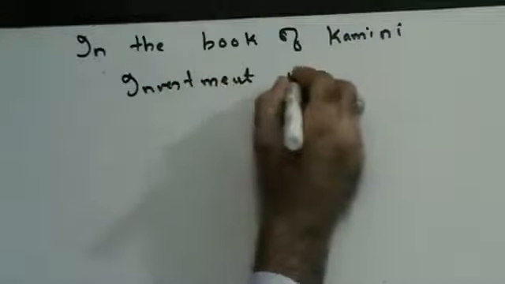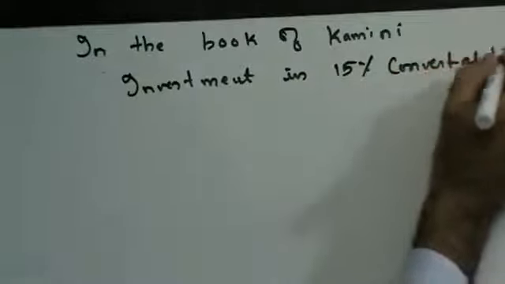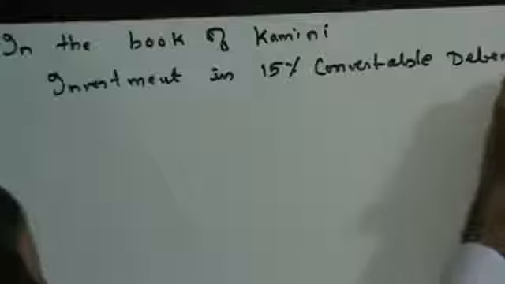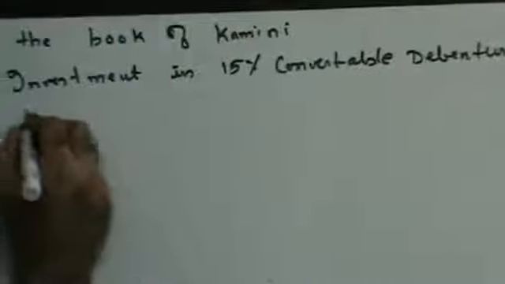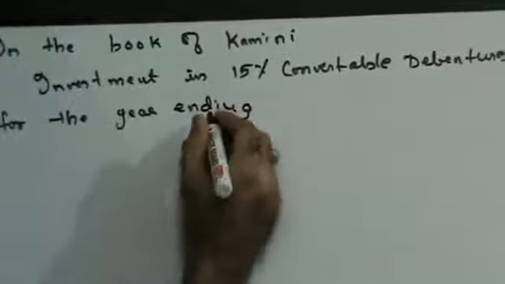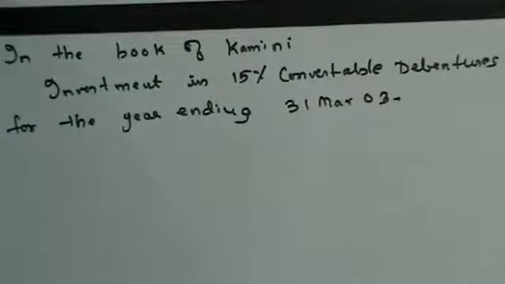In the books of Kamini, and what am I buying? I am buying 15% convertible debentures. Investment in 15% convertible debentures account for the year ending 31st March 2003.